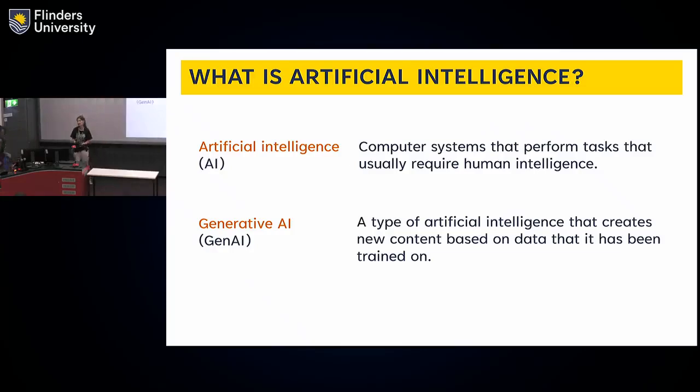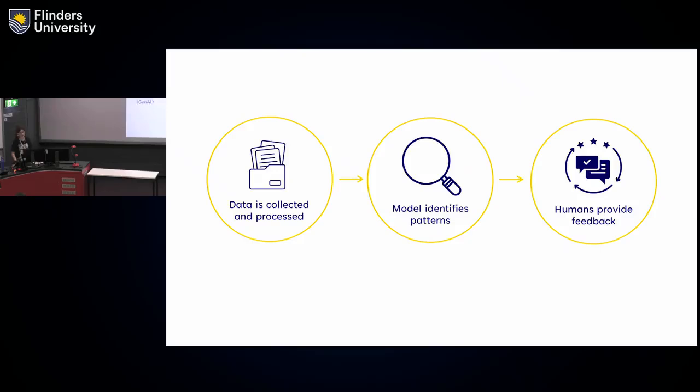Thanks, Lauren. Since some of us use AI and some of us use it a little bit less, I think it's helpful just to get all on the same page about our definition of AI and what we're talking about today. So when we talk about artificial intelligence in general, we mean computer systems that perform tasks that usually require human intelligence. But when we talk about generative artificial intelligence, or Gen AI for short, we talk about a type of artificial intelligence that creates new content based on data that it has been trained on. So let's dig into that a little bit deeper.